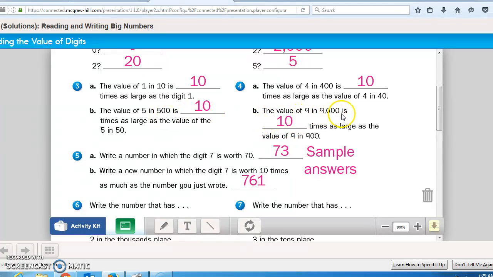And again, the value of 9 in 9,000 is how many times as large as the value of 9 in 900? Well, 900 times 10 is 9,000. Write a number in which the 7 digit is worth 70. You could have written 170, you could have written 270, 370, 1,070, just as long as 7 is in that second last place value. And any number in the ones place would have been fine, the hundreds, the thousands, the 10,000s, and so on.